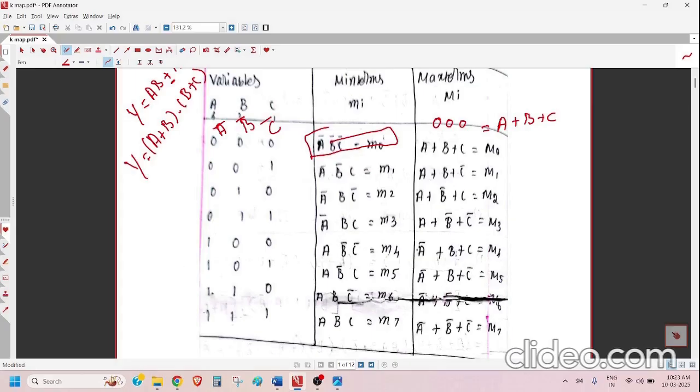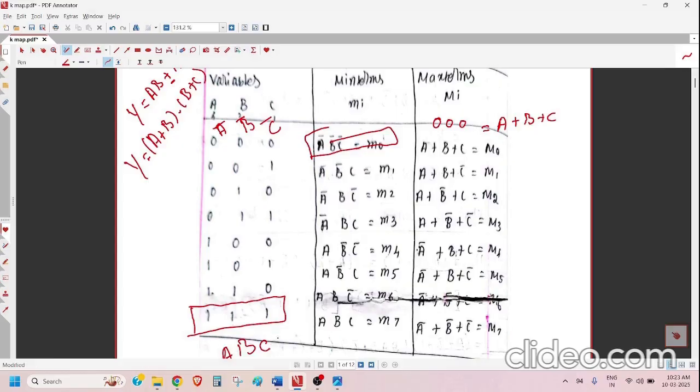For example, for 111 we have to write the min term and max term. Since it is a 1, in terms of min term, 1 means without bar and you have to write the equation in multiplication form. So that means A into B into C.